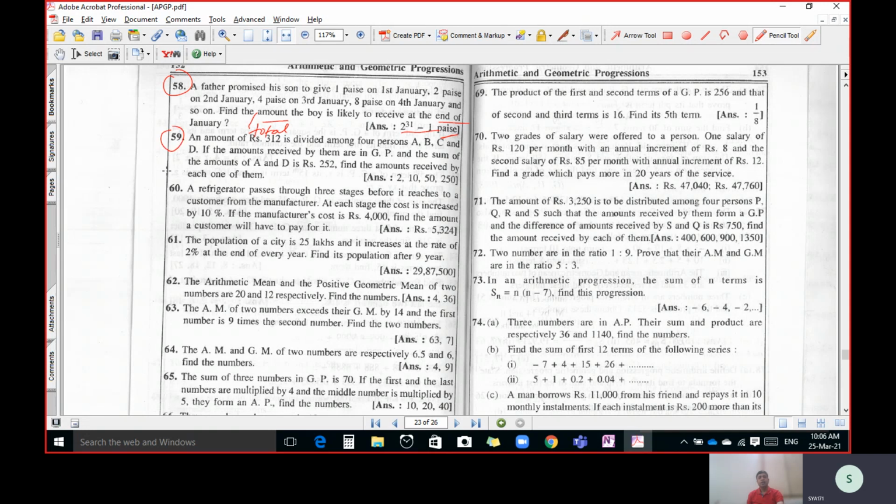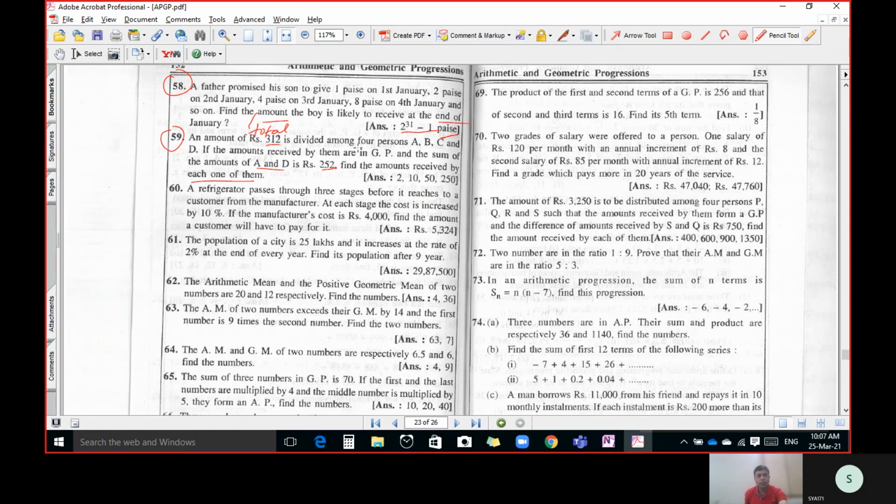Question number 59. An amount of rupees 312 is divided among 4 persons A, B, C, D. If the amounts received by them are in GP and the sum of the amounts of A and D is 252, find the amount received by each one of them. So the total amount is 312 and the amount received by A and D is 252, and we have to find the amount each one will get.